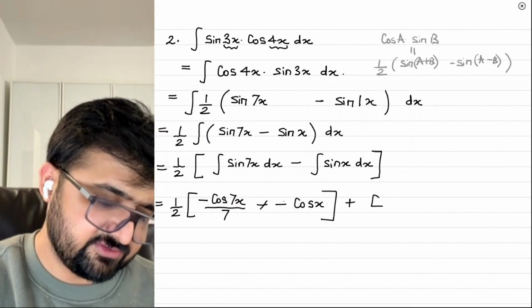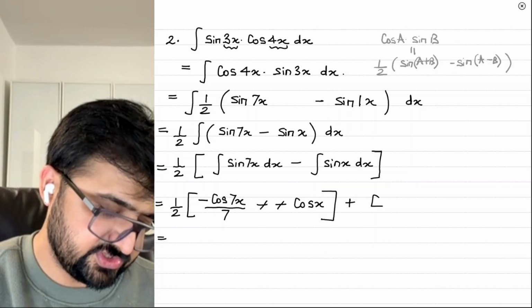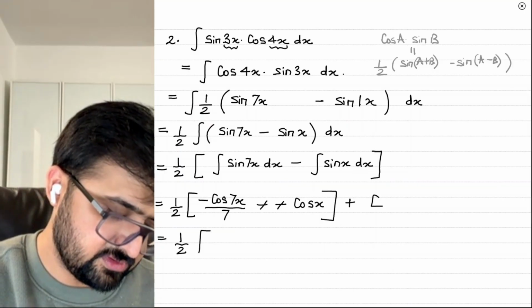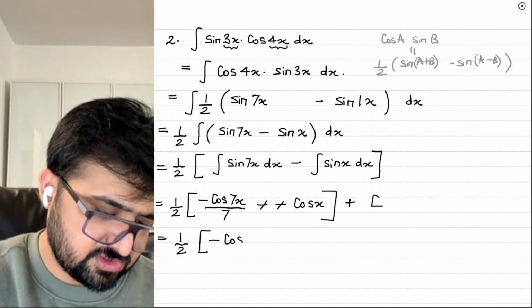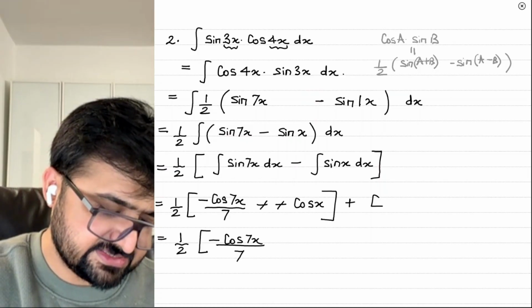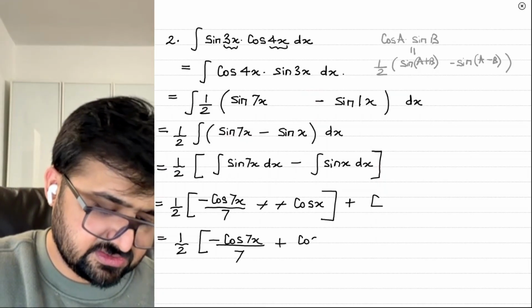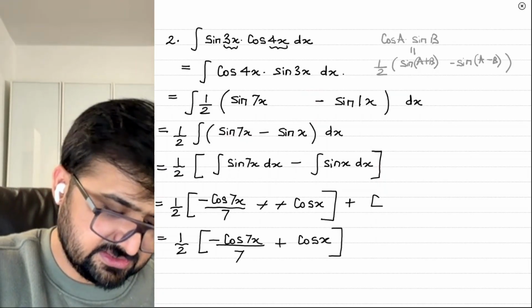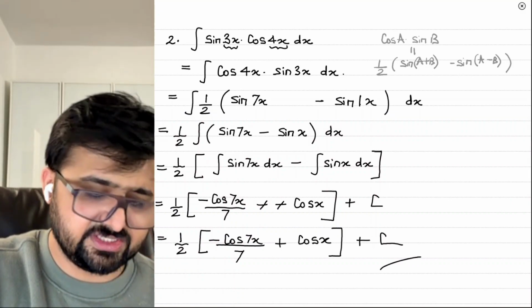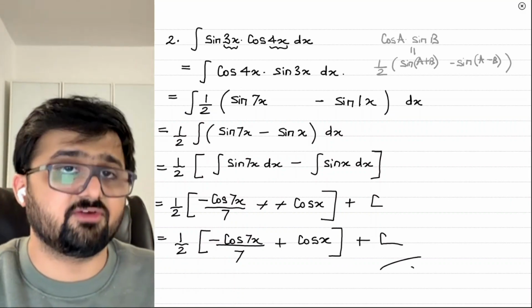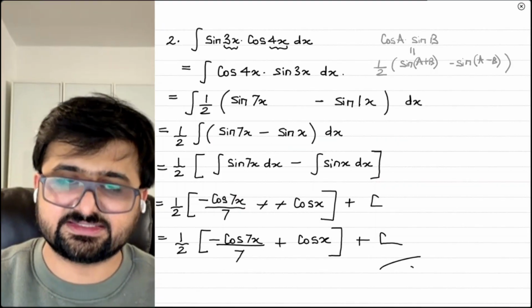That negative and negative will become positive. So you will get half times (minus cos 7x divided by 7 plus cos x) plus the constant of integration c. And that's your final result of integration. I hope that makes sense.